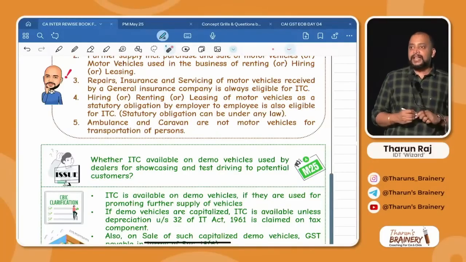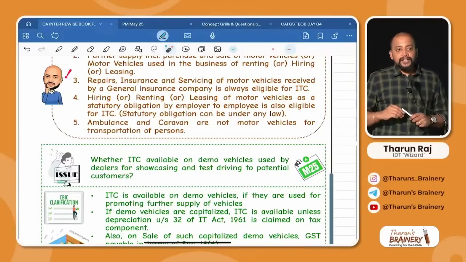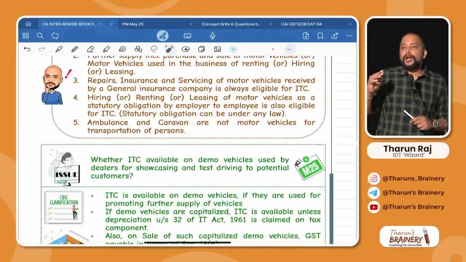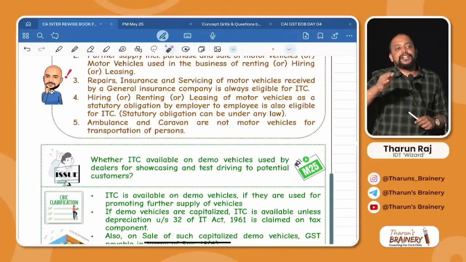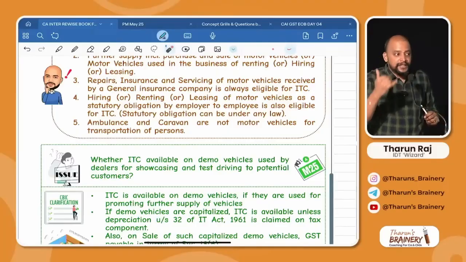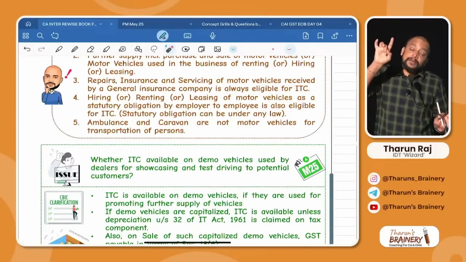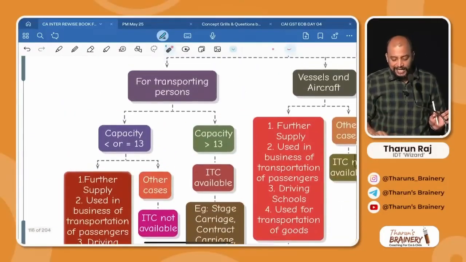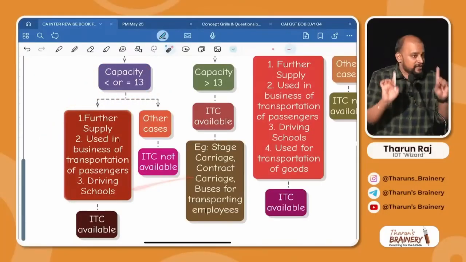Carefully listen. There is a BPO or an IT company which is working in night shifts, and as per the Tamil Nadu government order, they need to mandatorily provide cab facility to their employees. So they took a cab on rent. Now first, if the cab is purchased by the company, can they take ITC? No. Cab purchased by a company, they cannot take ITC because the capacity does not exceed 13, not covered under exceptions, ITC not available.